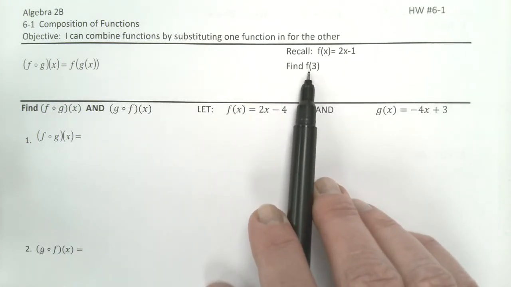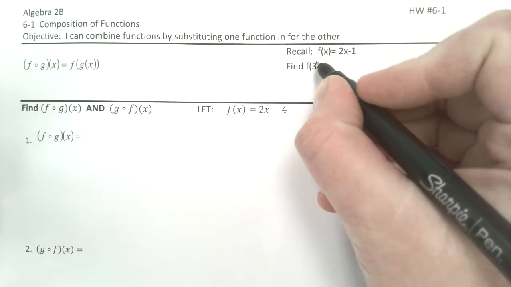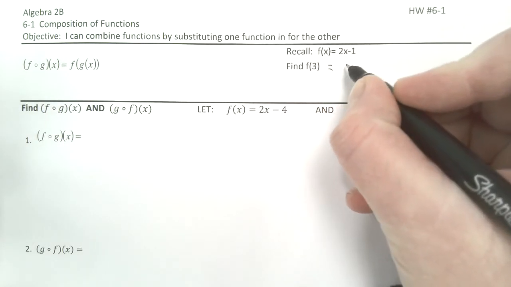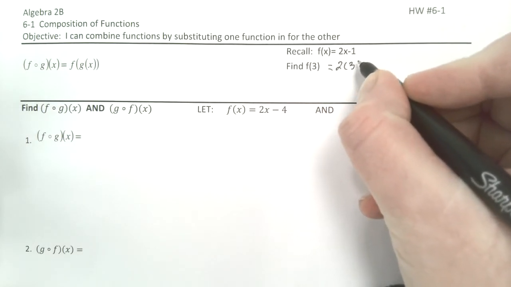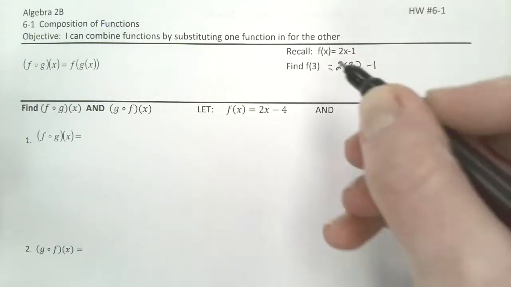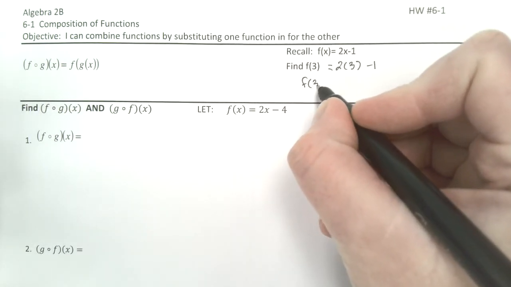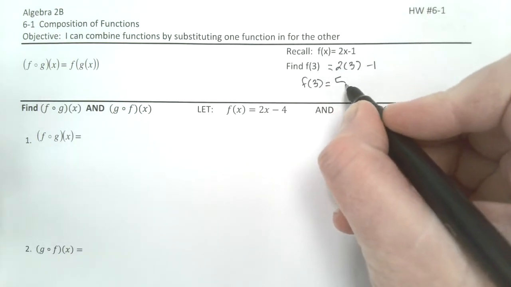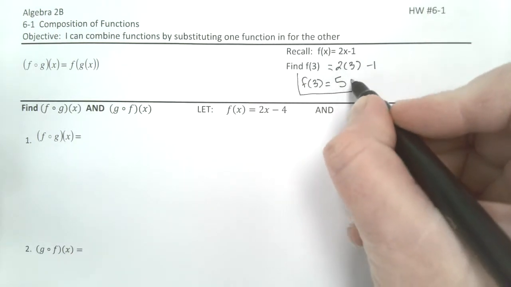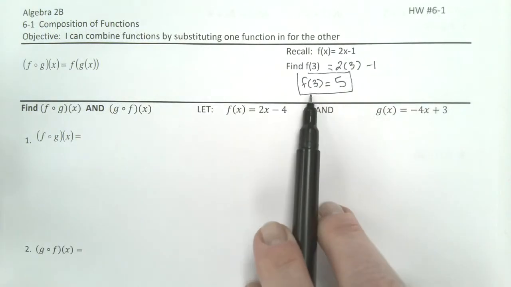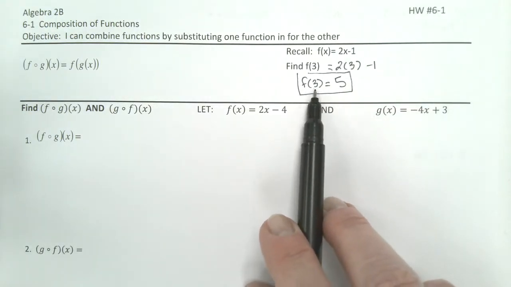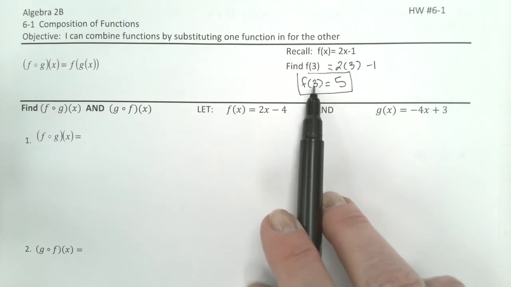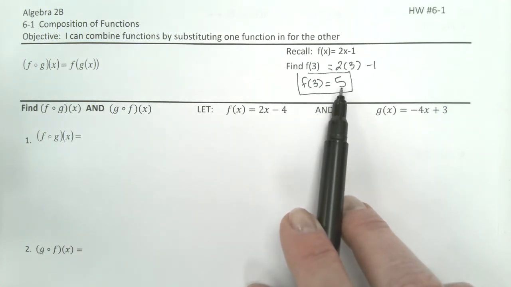If I want to find f of 3, that means wherever I see an x, now I'm going to plug 3 in its spot. So f of 3 equals 6 minus 1 equals 5. So I would leave it like this in function notation. This just simply says when x equals 3, the value of your function equals 5.